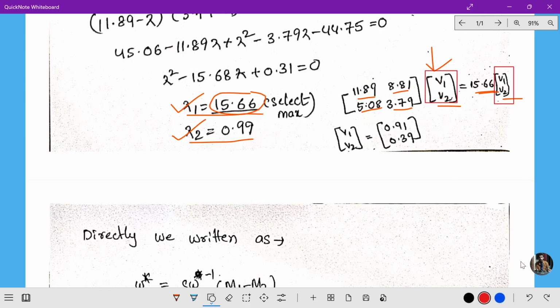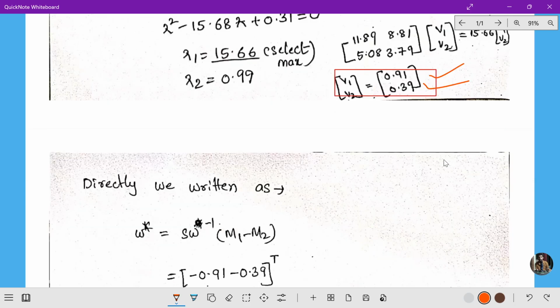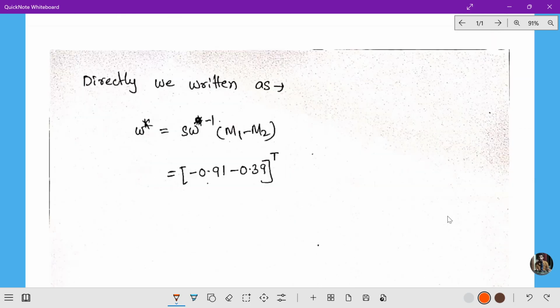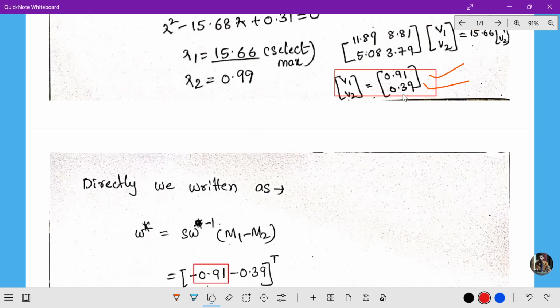Remember all of you, after completing this, when you do the calculation through a calculator or manually, you get v1 v2 values of 0.91, 0.39. So this is the vector value, 0.91, 0.39. Finally, as many textbooks have mentioned, we can directly write W star is equal to SW inverse (M1 minus M2). So that is equal to 0.91, 0.39.